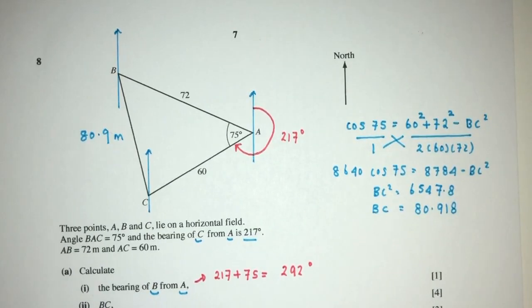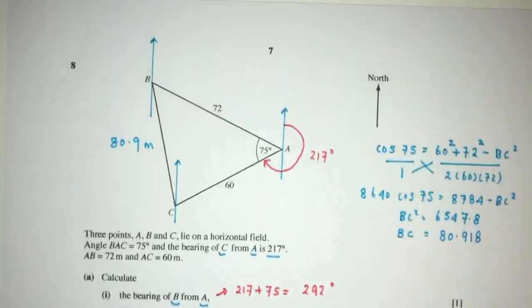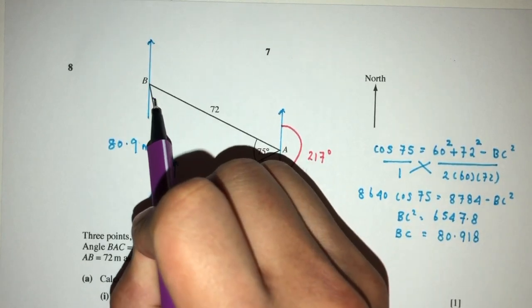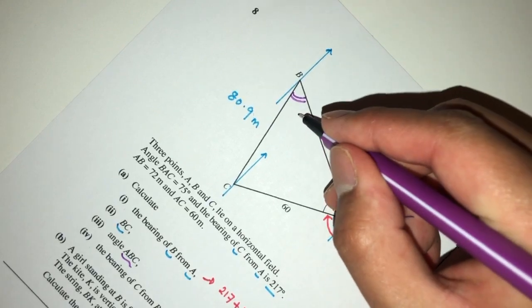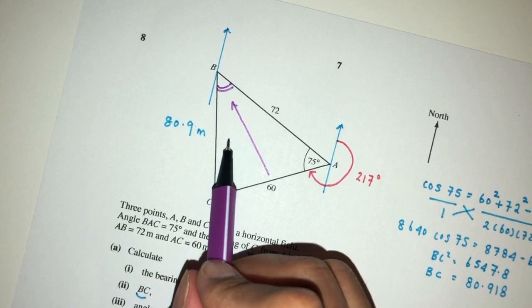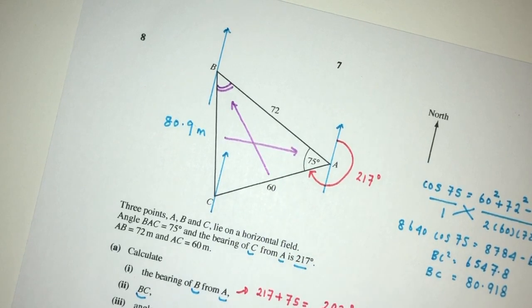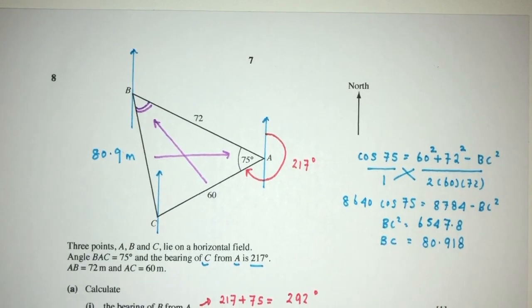Okay, now moving on to the next ones. What do we have over here? We have to find the angle ABC. ABC, so find this one. Now because we know all the three sides of the triangle, to find the angle we can use the sine rule. So we know this is the angle, and this is the angle on this side. So we can use those values to use the formula for sine rule, hence finding this angle.